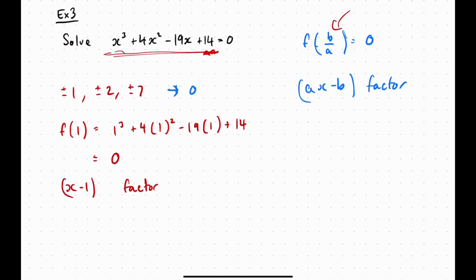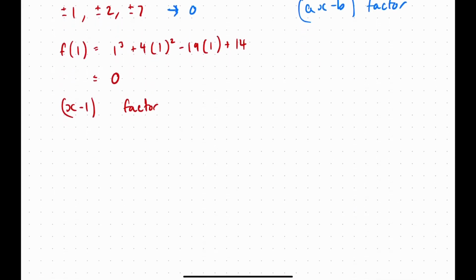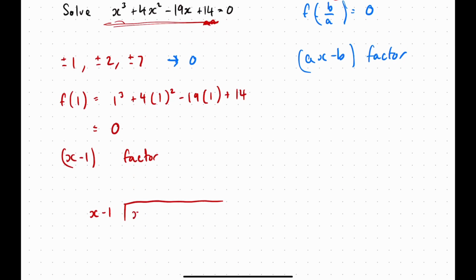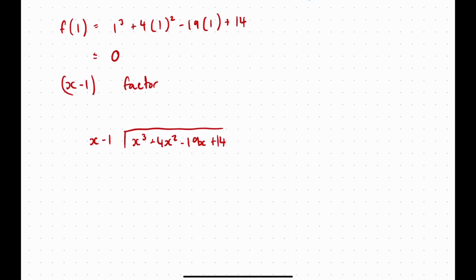Okay, so starting off with long division, x minus 1 going into the polynomial x cubed plus 4x squared minus 19x plus 14. Okay, so to get rid of x cubed, I need to multiply through by x squared. So x cubed minus x squared, take it away, leaving me with 5x squared, bring the minus 19x down, minus 19x, bring the 14 down, plus 14.